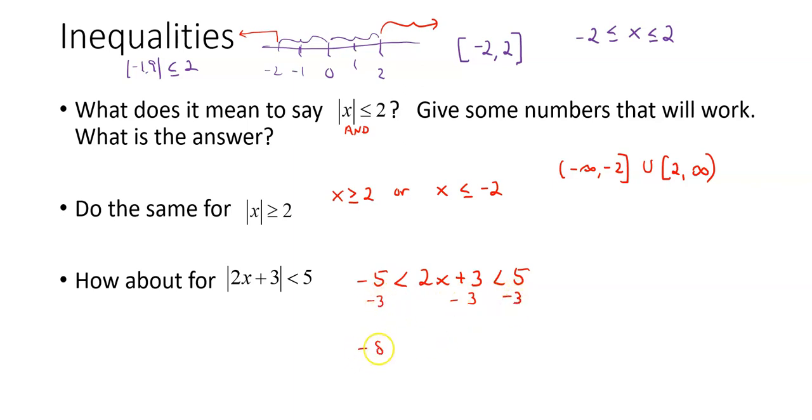So I get a negative 8 over here and a 2 over there, and then divide through by 2. Negative 8 divided by 2 is negative 4. 2 divided by 2 is 1. And my answer says that x values between negative 4 and positive 1 will make that statement true. Don't put in a 1, right? 2 plus 3 is 5. That's not less than 5. That's equal to 5. Put in a value like 0 and it works. 3 is less than 5. So anything between negative 4 and 1 will work for this one.